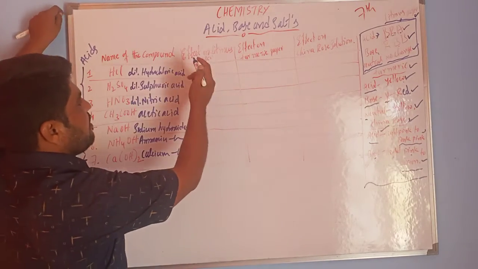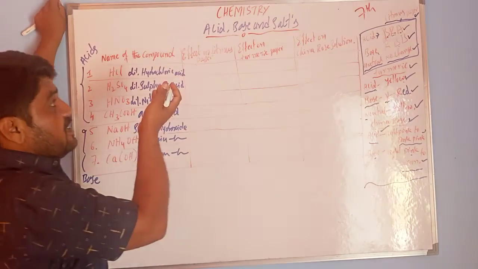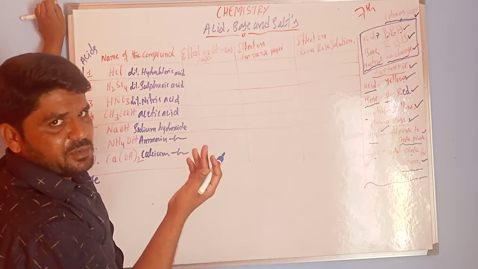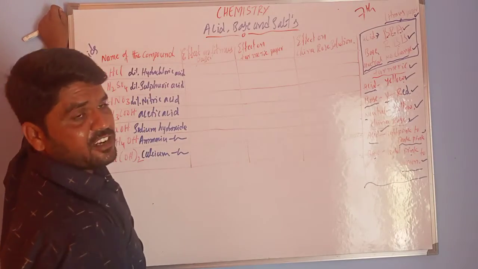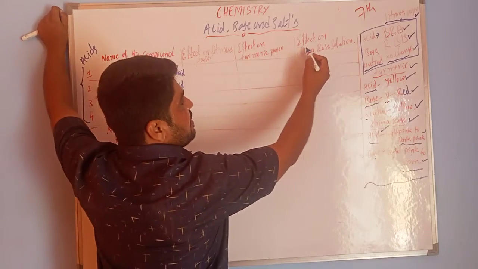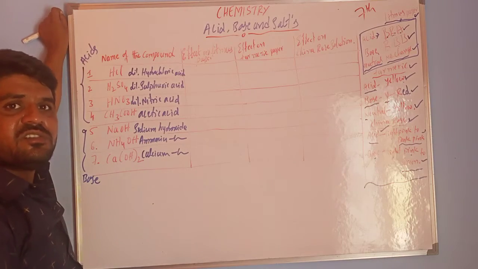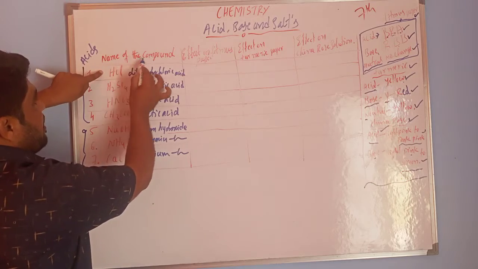I have already told the effects of indicators. First is the effect on litmus paper, whether blue litmus paper or red litmus paper. Next is the effect on turmeric paper. Next is the effect on China rose solution. Next, first I am taking the names of the compounds.